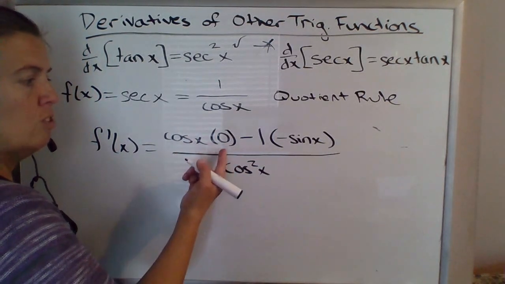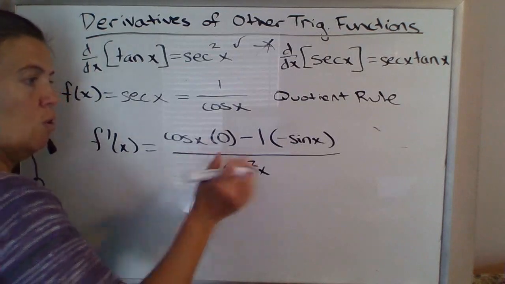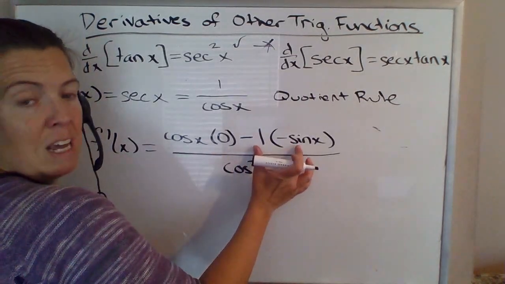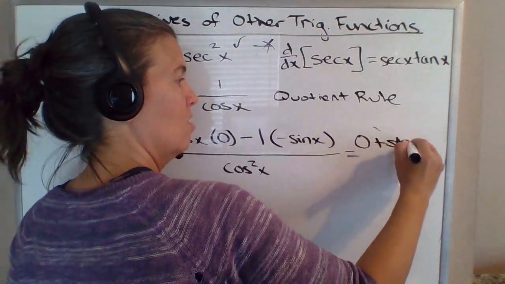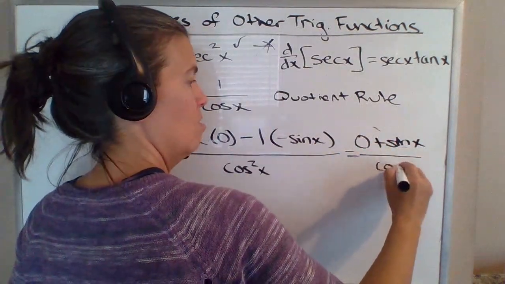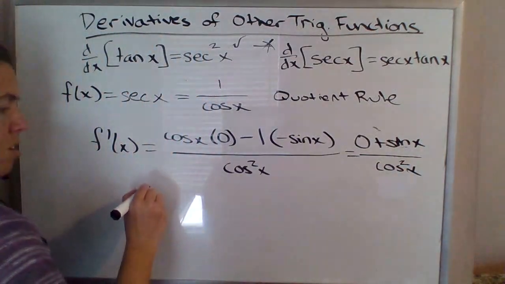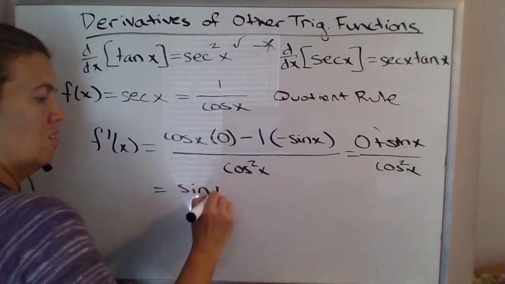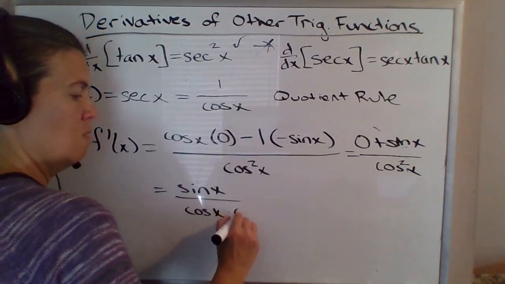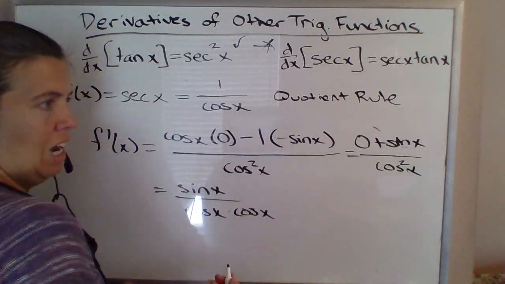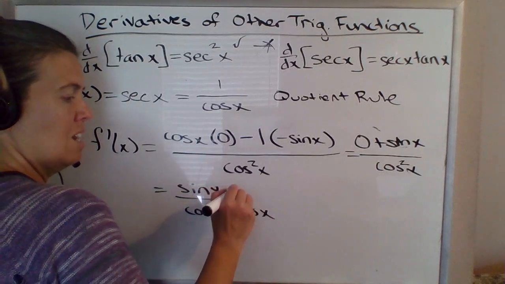Okay, well, so we've got cosine x times 0, so that's 0. A negative times a negative here, so this will be 0 plus sine x over cosine squared x. So that's sine x over cosine squared. I'm going to write that as cosine x times cosine x. And I'm going to write sine x as sine x times 1.